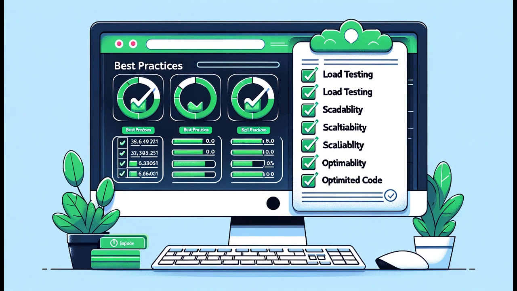Our next recommendation is test data management. By using realistic and diverse test data that mimics real-world scenarios, you ensure that your performance tests are representative of actual usage patterns. This approach uncovers hidden issues related to data processing and storage.